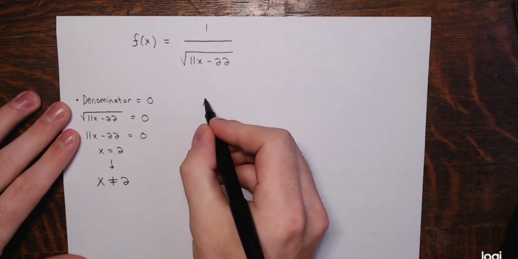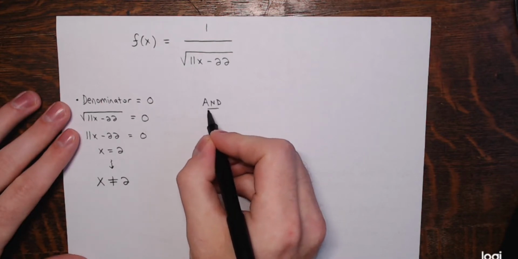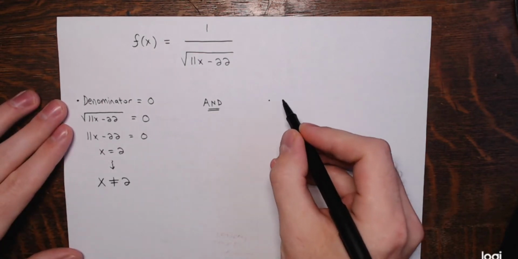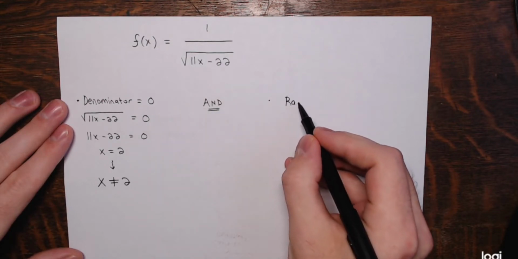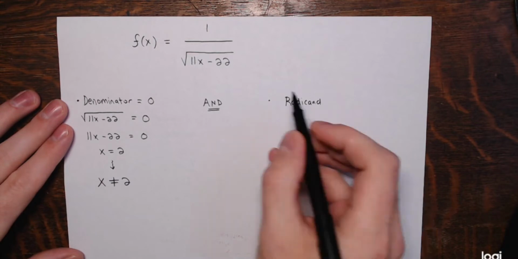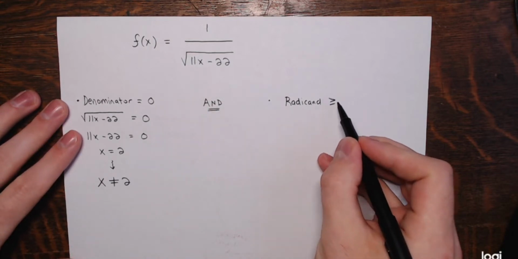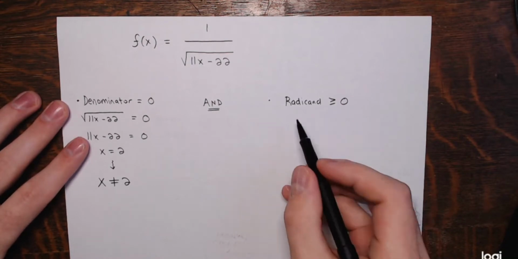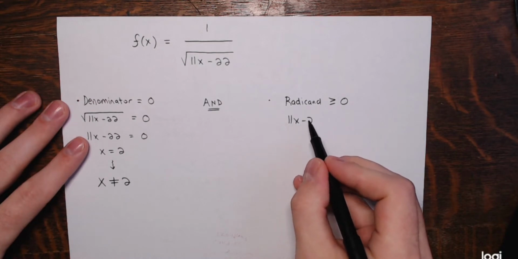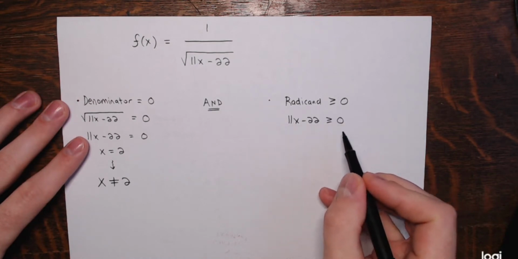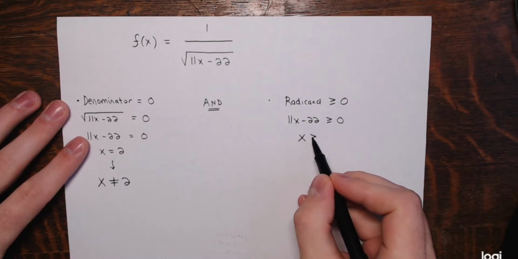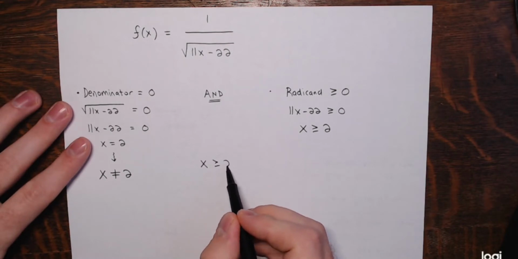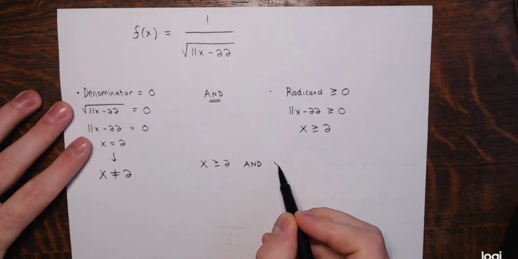But then we're going to combine this with, do the intersection with, and at the same time, the radicand, this is again another fancy word for the expression underneath the square root, has to be greater than or equal to 0. It can't be negative, because even roots of negative numbers aren't real. So this 11x minus 22 must be greater than or equal to 0. Then solving this, we get x is greater than or equal to 2. So x must be greater than or equal to 2, and at the same time, not 2.